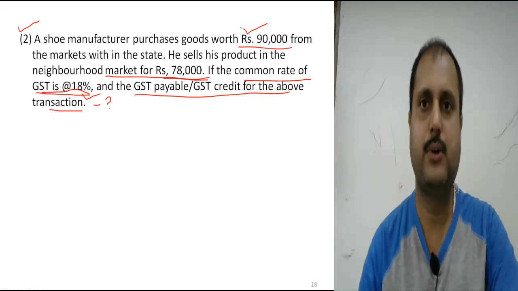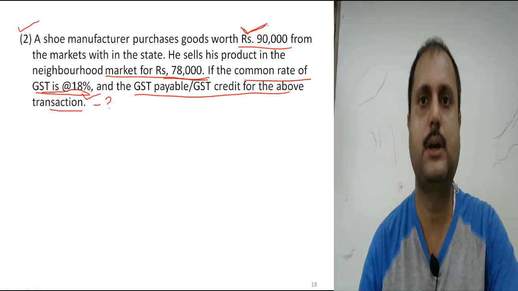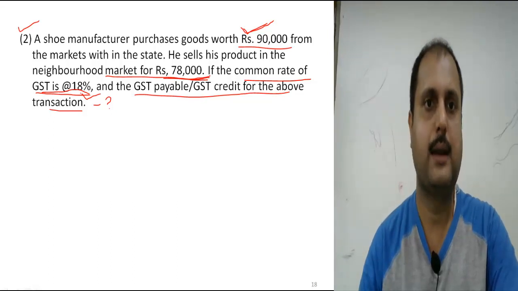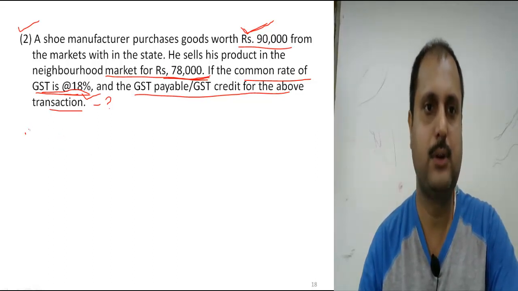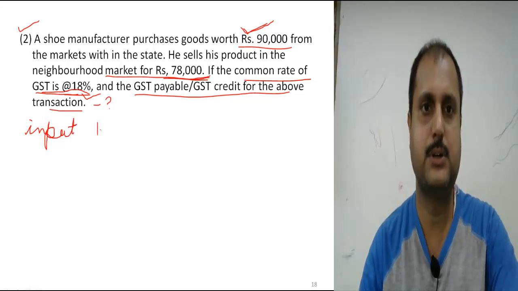So let's find out. 90,000 is the amount on the input for the purchase of the raw material, and 78,000 is on the sale of the finished, manufactured shoes, and 18% is the common rate applicable for both the raw material and the shoes. So I hope that you have understood the question. Now let's find out the input first. So the input on the raw material, the 18% is there.